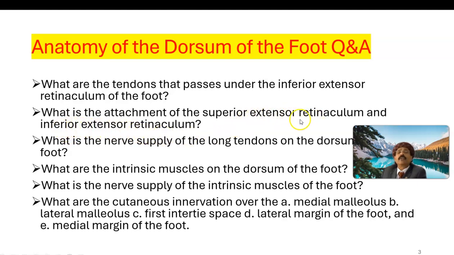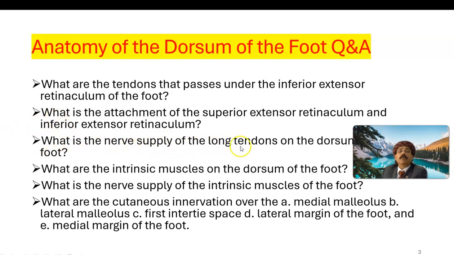What is the attachment of superior extensor retinaculum and inferior extensor retinaculum? Superior extensor retinaculum is attached to the lower part of the tibia and fibula. Inferior extensor retinaculum is Y-shaped. The stem of the Y is attached to the calcaneus, and the split upper band goes to the lower part of the tibia. The lower part of the split Y-shaped structure of the inferior extensor retinaculum blends with the plantar aponeurosis.